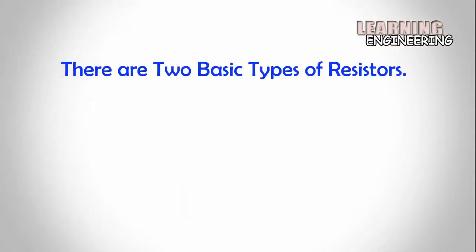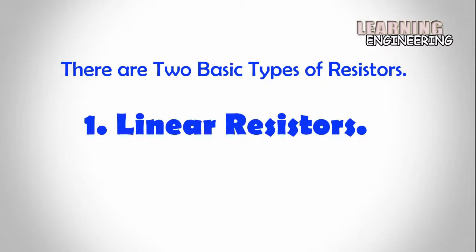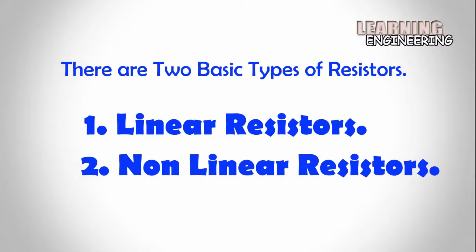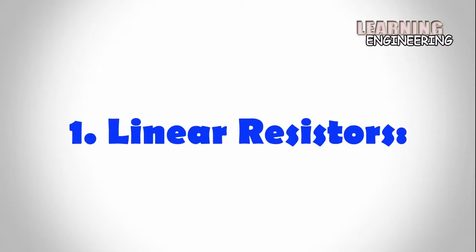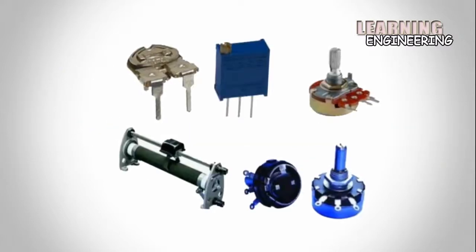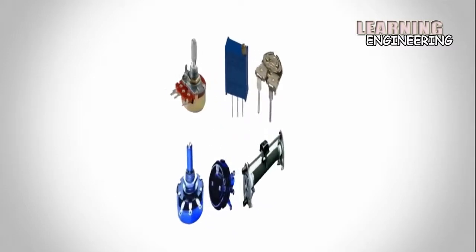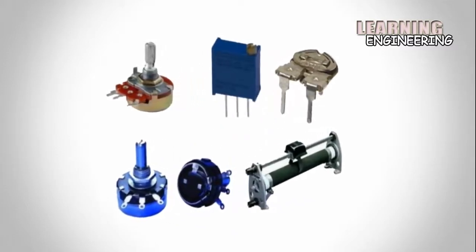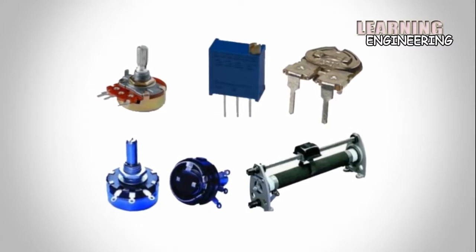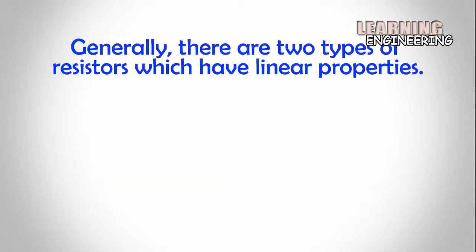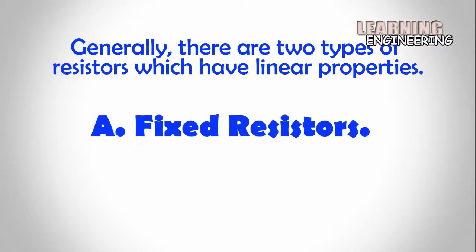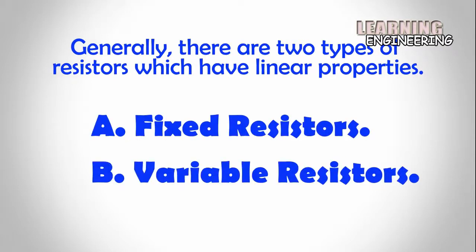There are two basic types of resistors. 1. Linear resistors. 2. Non-linear resistors. 1. Linear resistors. Those resistors, whose values change with the applied voltage and temperature, are called linear resistors. In other words, a resistor whose current value is directly proportional to the applied voltage is known as a linear resistor. Generally, there are two types of resistors which have linear properties. A. Fixed resistors. B. Variable resistors.